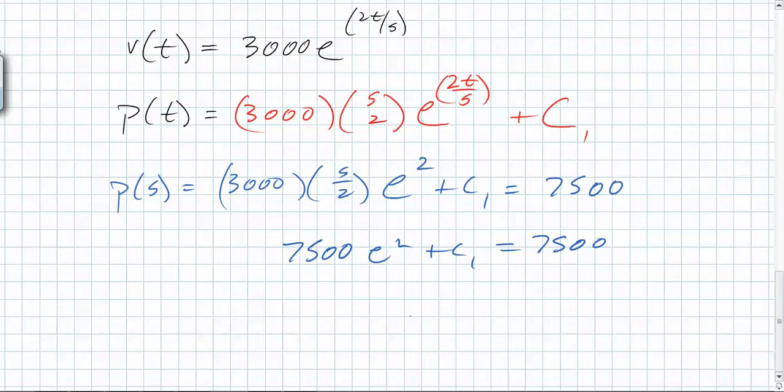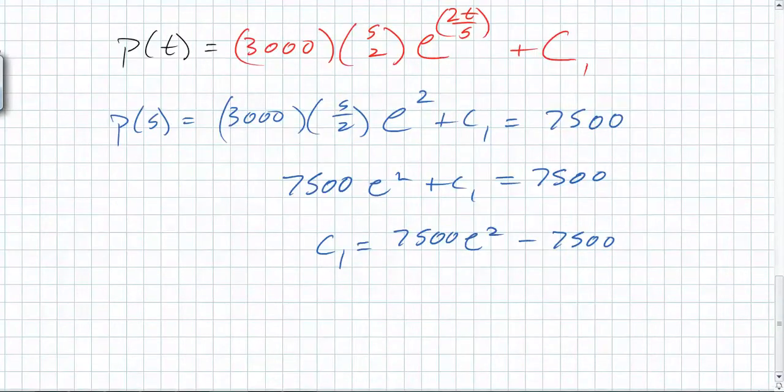So what do you do next? What do you want to do? Divide everything by 7,500 or what? Move the c1 over, right? Yeah, so you get c1 is equal to 7,500 e squared minus what? 7,500, right? I just moved it over to the other side. Is that okay? I think it's okay.